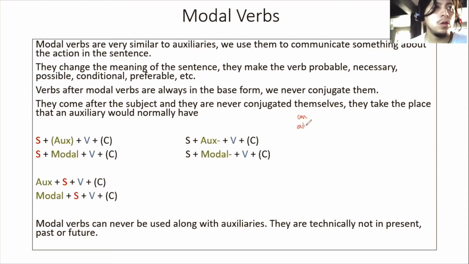Can, could, may, might, shall, should, will, would, ought to, must, and would rather. So we have 1, 2, 3, 4, 5, 6, 7, 8, 9, 10, 11, and that's it. Let me just erase this because it is not really that legible. So let me just write it again. Would rather.